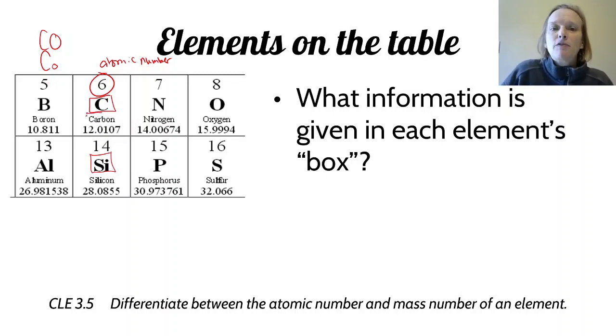The next piece of information we have on the periodic table is the actual name of the element, so you can be certain that you've got the right symbol for the right name. And lastly, we have the atomic mass on the periodic table.